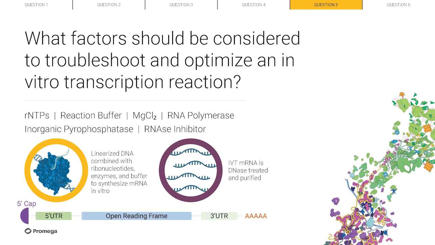And one common problem that scientists face is the preparation of the DNA template. So incomplete linearization of the DNA template can cause a big problem in IVT reactions. And this can be caused by use of damaged or contaminated restriction enzymes, because when a restriction enzyme is improperly stored, there's a decrease in efficiency, which tends to lead to incomplete or partial cuts in the DNA.